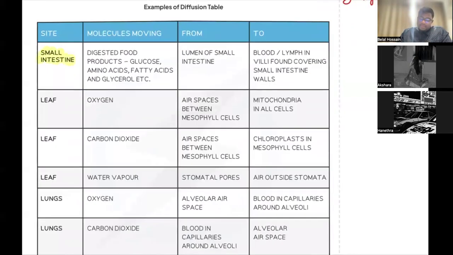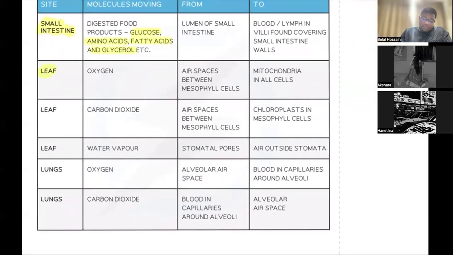In the small intestine, we can take the digested food products in, like glucose, amino acids, fatty acids, and glycerol. They can move by means of diffusion. In the leaf, oxygen, and the leaf also needs carbon dioxide, and water vapor. In the lungs, oxygen and carbon dioxide. Sorry? What's glycerol?